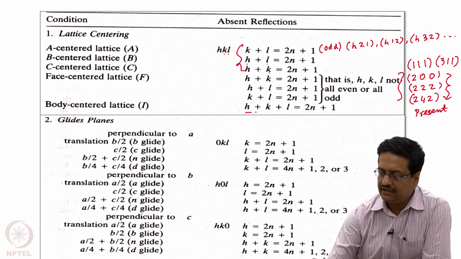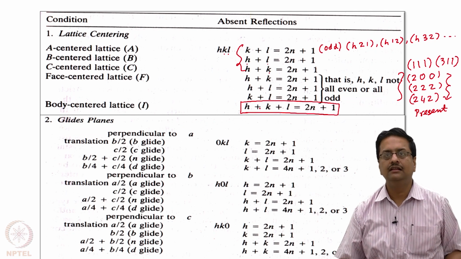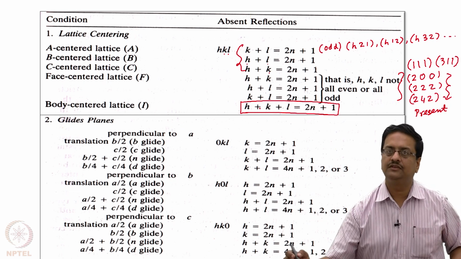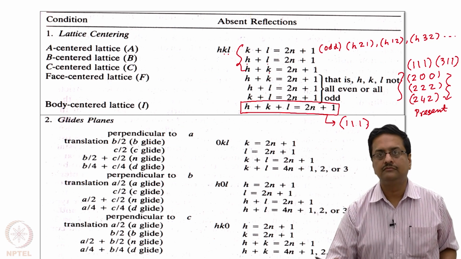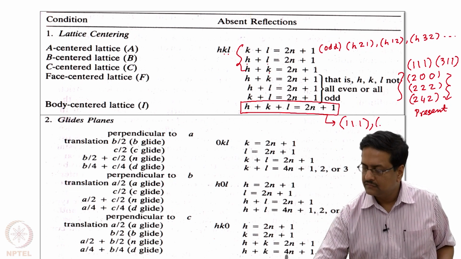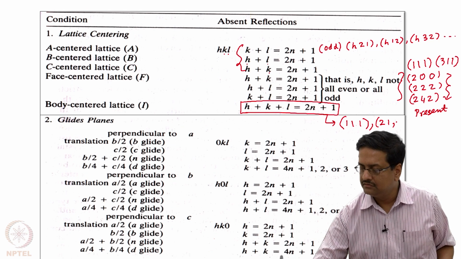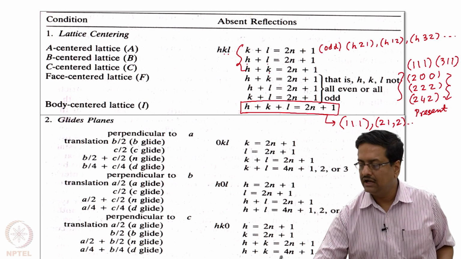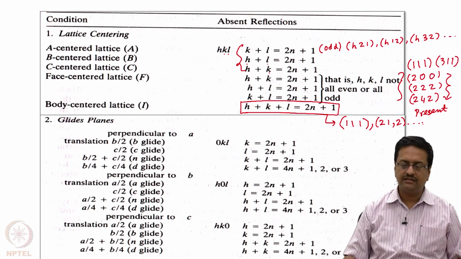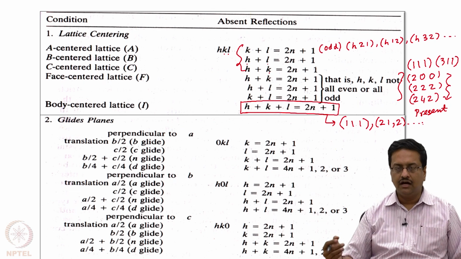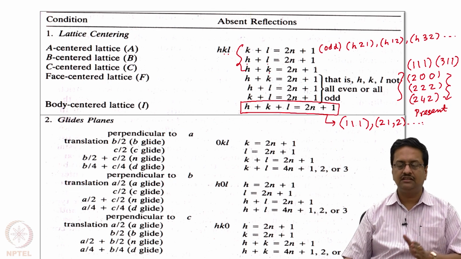Similarly, for a body-centered lattice, this condition has to be fulfilled, that is h plus k plus L odd will be systematically absent. So, the absent reflections will be of this type: 1, 1, 1, 3, 2, 1, 2 and so on, where the sum is odd. So, in the next lecture, we will try to understand how the systematic absence conditions for glides and screw axes are to be followed.